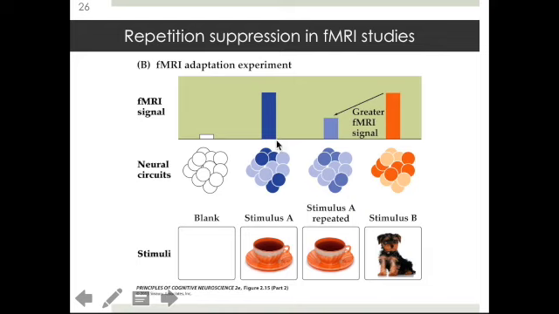In contrast, you can build this repetition suppression into the fMRI design, where you have a first stimulus and then a second repeated presentation of the same stimulus, and then a presentation of a new stimulus. The idea is that if a certain brain area can tell the difference between stimulus A and stimulus B, you should see a release from repetition. So this is called repetition suppression, and it is a more nuanced way to look into how the brain responds to repeated stimuli.